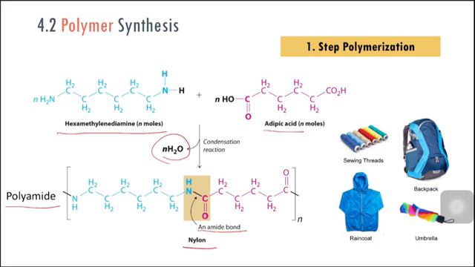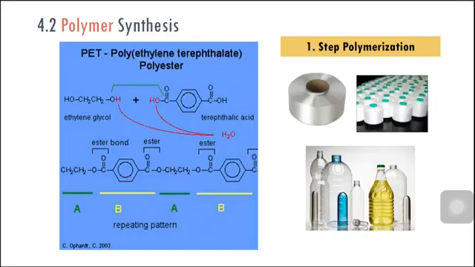The application of nylon is quite familiar in your daily life. For example, it is produced for the raincoat, the backpack, and the umbrella. The other example of step or condensation polymerization is PET. PET is the abbreviation of polyethylene terephthalate, in the family of the polyester group. What is the application of PET?